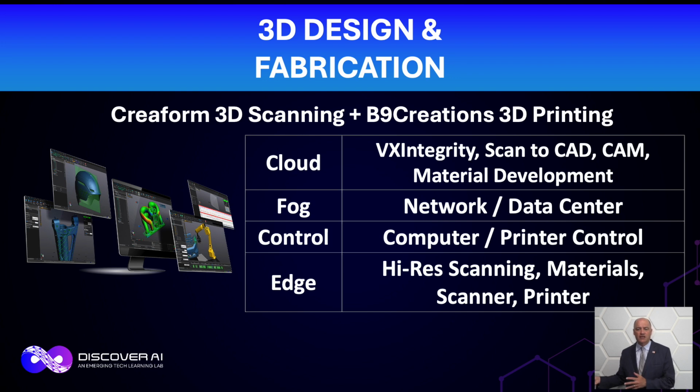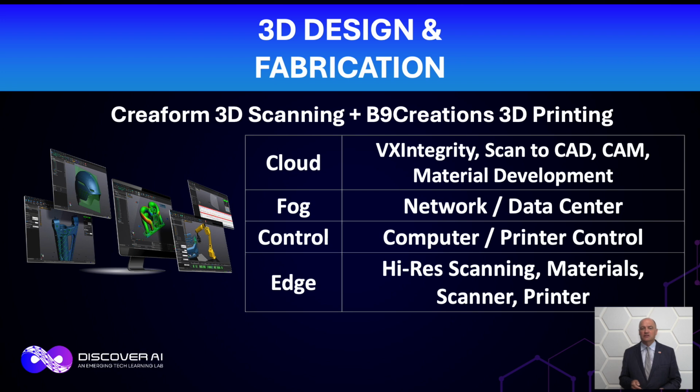So we're doing high-res scanning, we're understanding materials, we have a scanner, we have our printer out on the edge. Those are all full of sensors that are gathering data in real time, sending that information to a computer or to the control system on the printer. And when we get to the fog, that is the network or the data center where we are collecting that data. And then up at the cloud using technology like VX Integrity, Scan to CAD, CAM, material development, using artificial intelligence, understanding the edge to cloud continuum in this application.